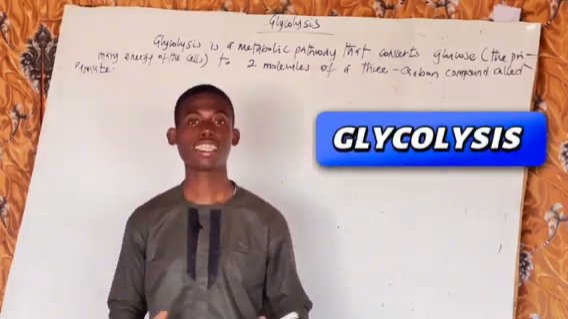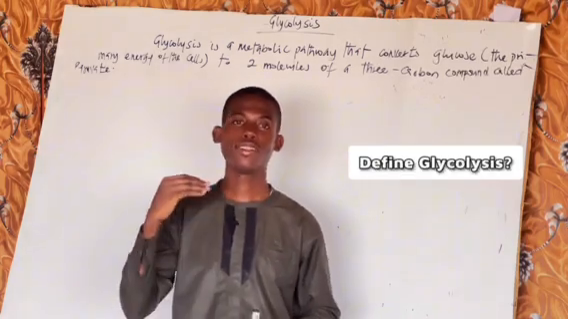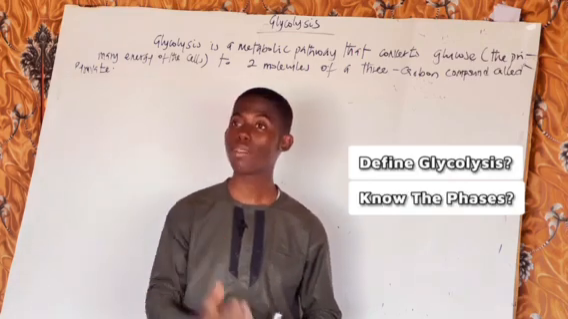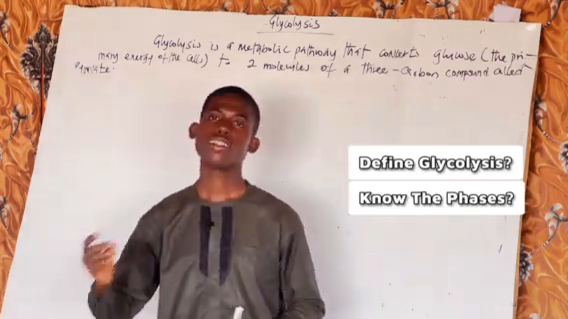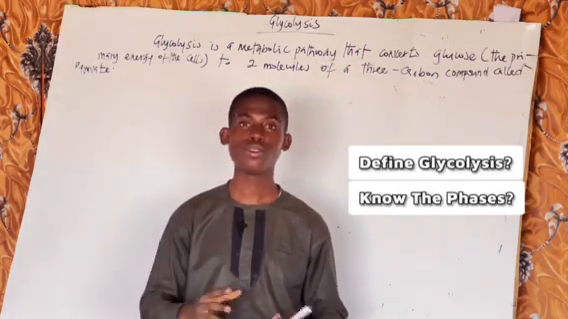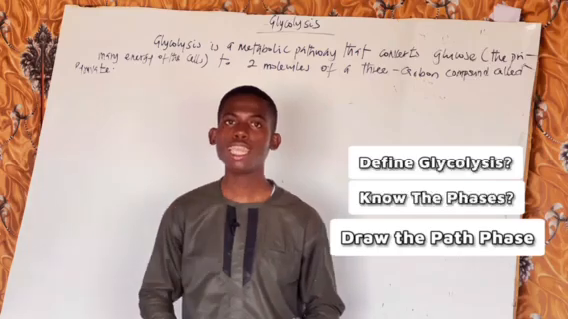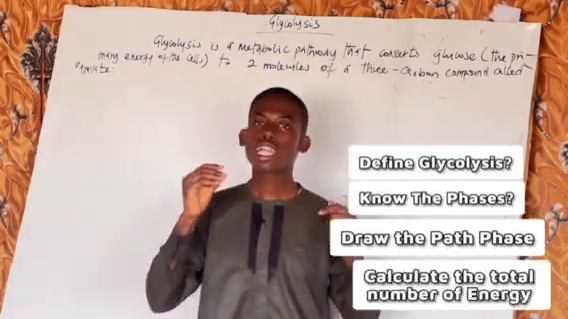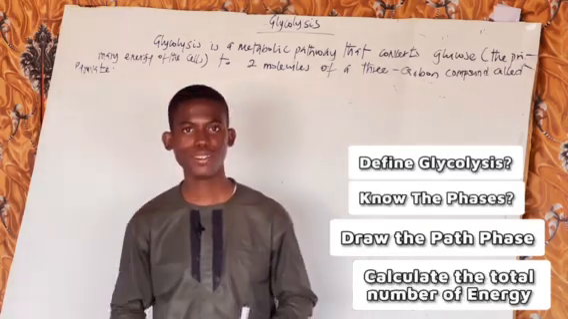We will be exploring the topic called glycolysis. At the end of this class, you should be able to define glycolysis, know the phases of glycolysis, know where it takes place, know the steps involved. Also, you should be able to draw the pathway very well. And finally, you should be able to calculate the total number of ATP produced in glycolysis.